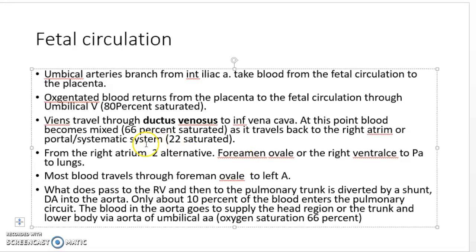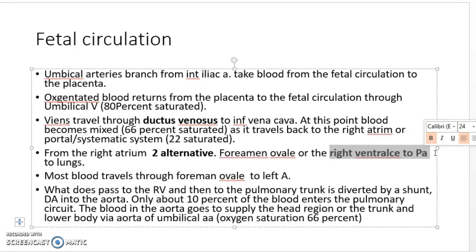there are two options, and the first option is it can go to the foramen ovale. So we'll go from here to the left ventricle. That's more common, but let me talk about the least common one first. It can go to the right ventricle. From the right ventricle, it can go to the pulmonary artery, to the lungs of the fetus. That's option number one. Option number two is, like I said, the foramen ovale. From the foramen ovale, it goes to the left atrium.